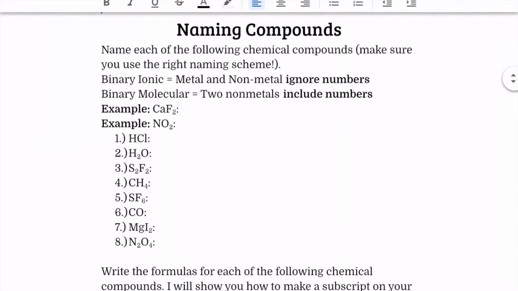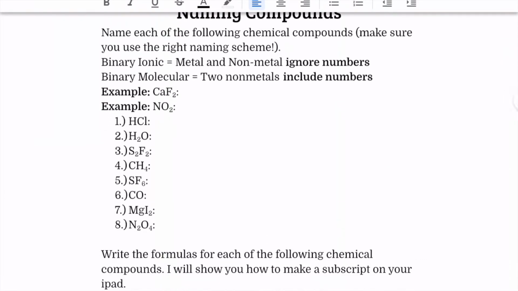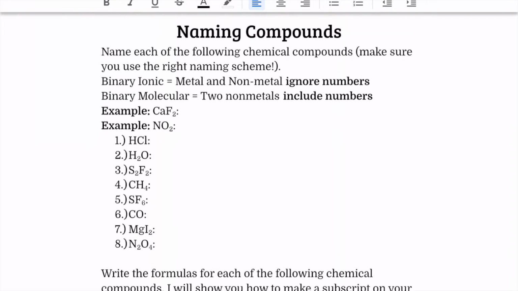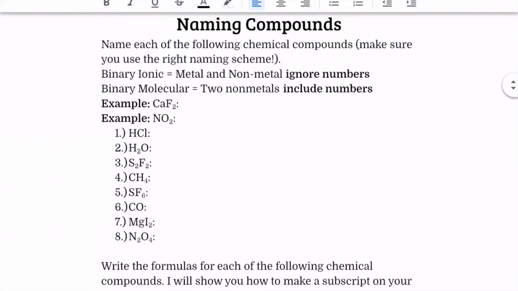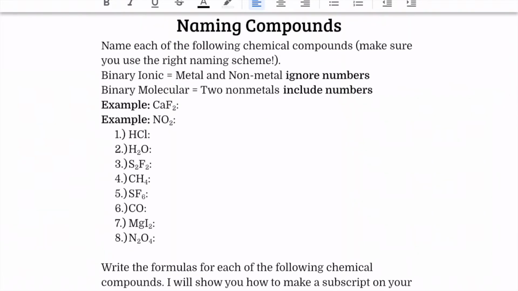You're going to be doing a section where you are writing the full name of the compound. You need to remember that based on whether they have a metal and a non-metal, or two non-metals, there are different rules for how you name it. If you have a compound that is a metal and a non-metal, when you are naming it, you are going to completely ignore the numbers. If you have two non-metals, you are going to include the numbers in its name. So you need to remember what the suffixes are for each number.